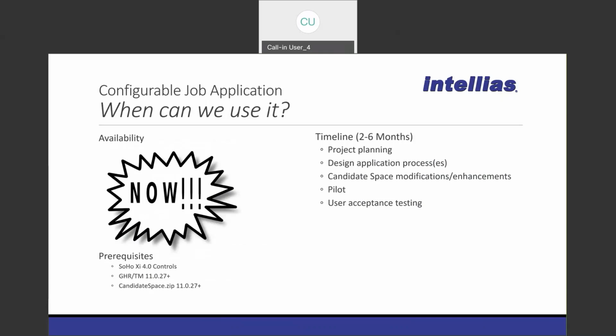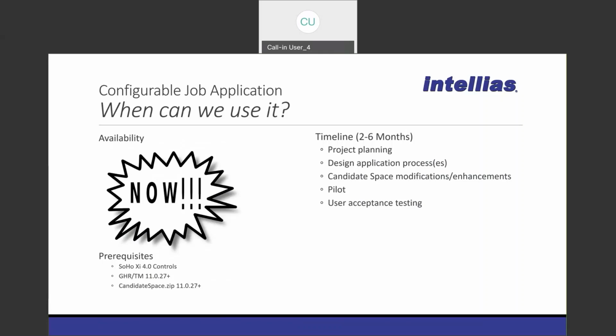So when can we use it? The big answer is now. It's out there and ready. The only thing you need to do is make sure you have your 4.0 controls on. You have to be at least CU 27 for both the GHR talent management and the candidate zip file.